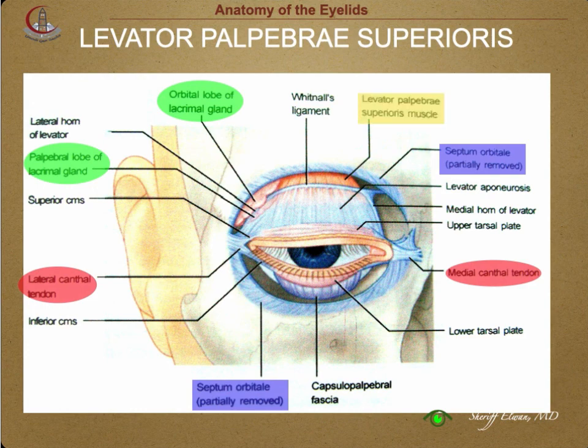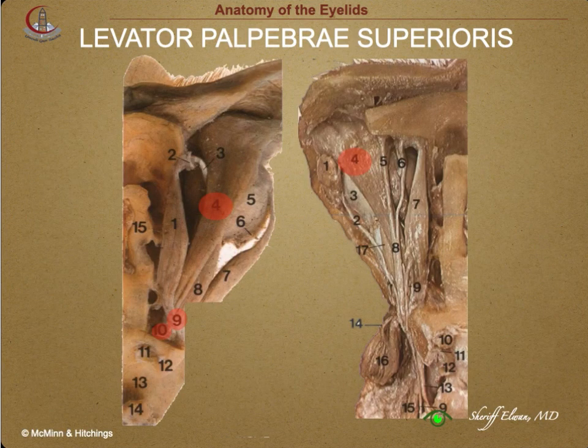Here's the levator piercing and inserting into the structures described before. And here's the Whitnall's ligament, which marks the line of demarcation of change of fibers and change of direction of pull. And this is the medial horn of the levator palpebrae superioris, and this is the lateral horn.